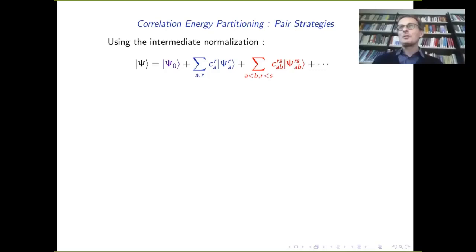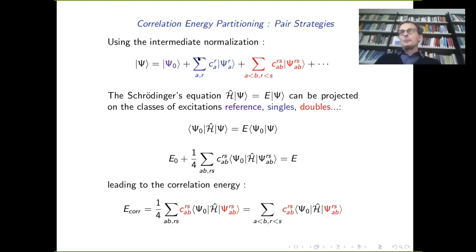If you plug that into the Schrödinger equation and project it onto the reference, psi naught, onto the single excitations, the doubles in red, etc., you can easily get back to what I wrote before. When you expand this expression, you end up with E naught plus a summation over the matrix elements of the double excitations times their amplitudes, which should give the exact energy. Therefore, the difference between those two is simply the correlation energy. And I would like to insist again that the correlation energy is simply given by these matrix elements, which can be easily calculated numerically, times the amplitudes of those double excitations. But evidently, those double excitations have to be evaluated.